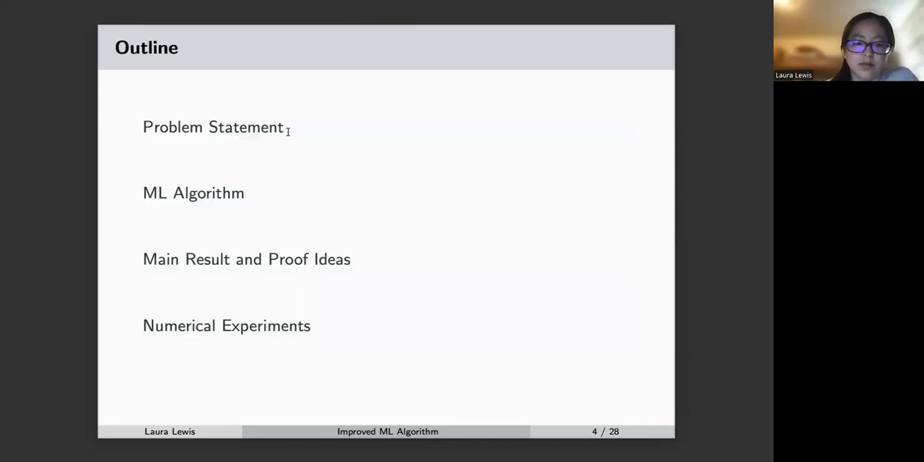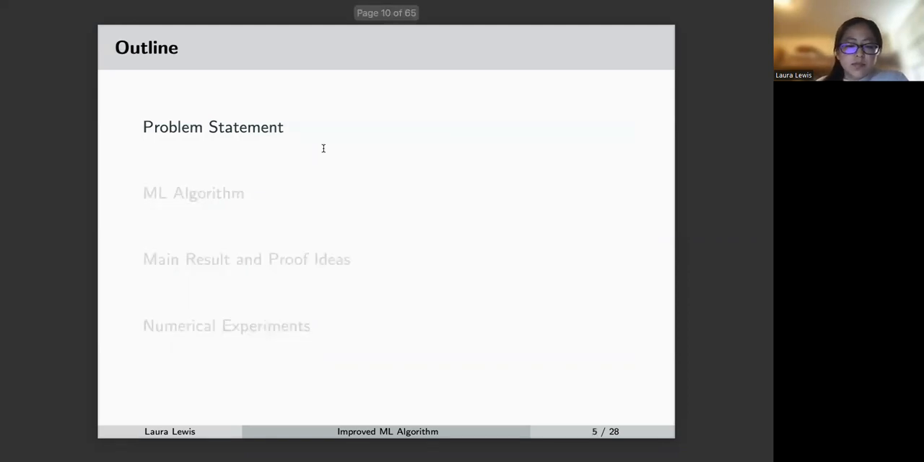So for an outline of the rest of the talk, I'll go over the problem statement in particular, and I'll give a sketch of the machine learning algorithm and talk more about the main result and the ideas behind the proof, which will hopefully motivate the algorithm more. And finally, I'll talk about some numerical experiments. Okay, so let's talk about the problem.